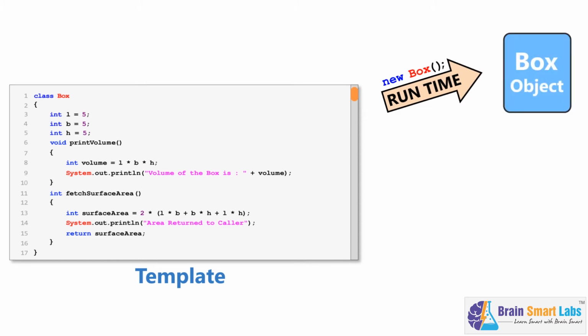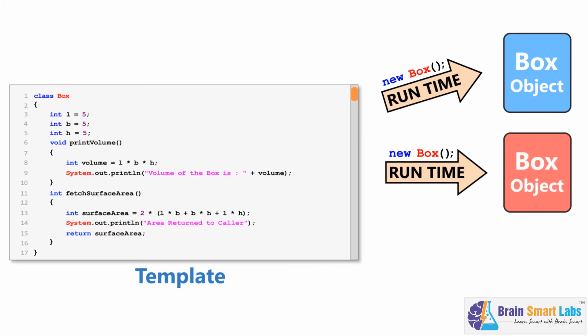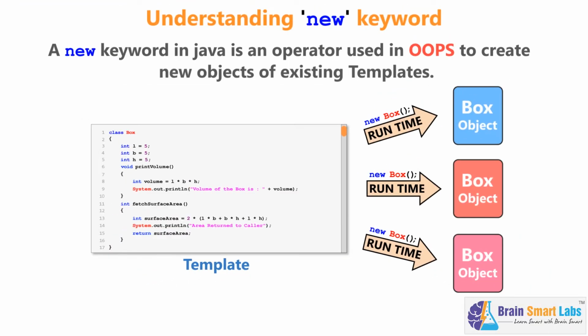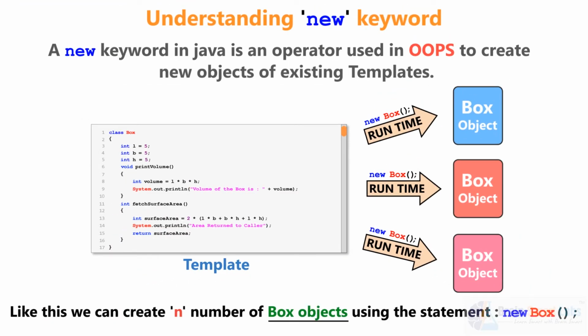If the program says new Box once again, another Box object will be created inside our JVM. Likewise, if the program says new Box one more time, one more Box object will be created which is totally independent of the other Box objects which are already present. Like this, we can create n number of Box objects using the statement new Box inside our JVM.